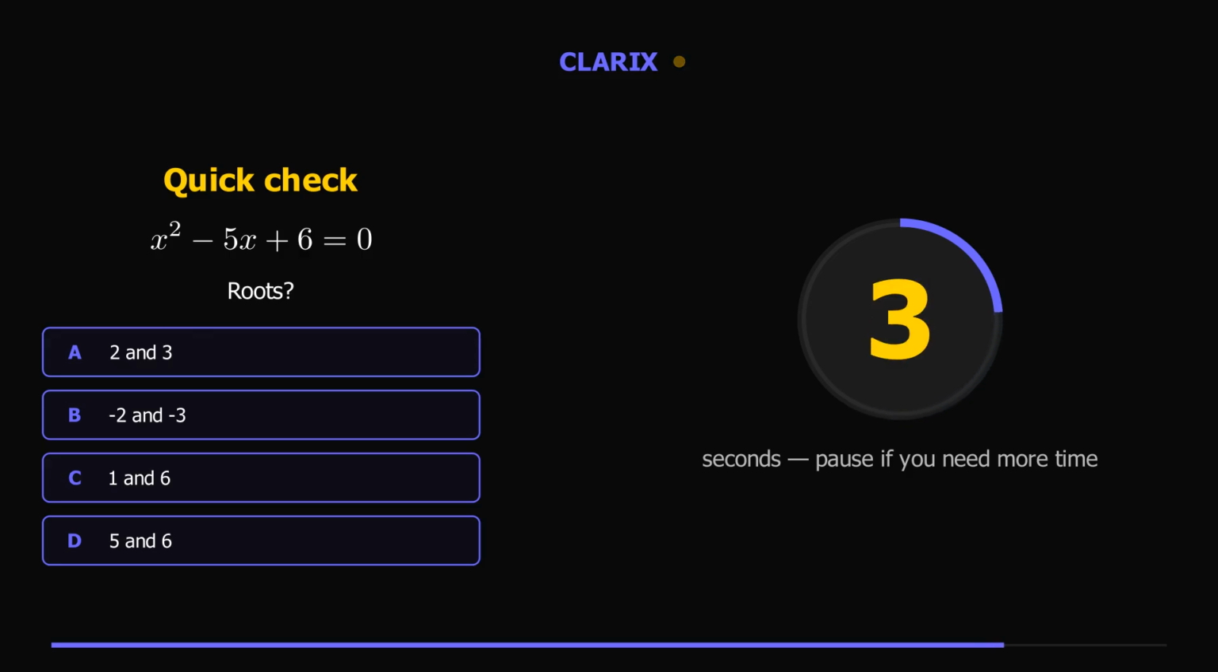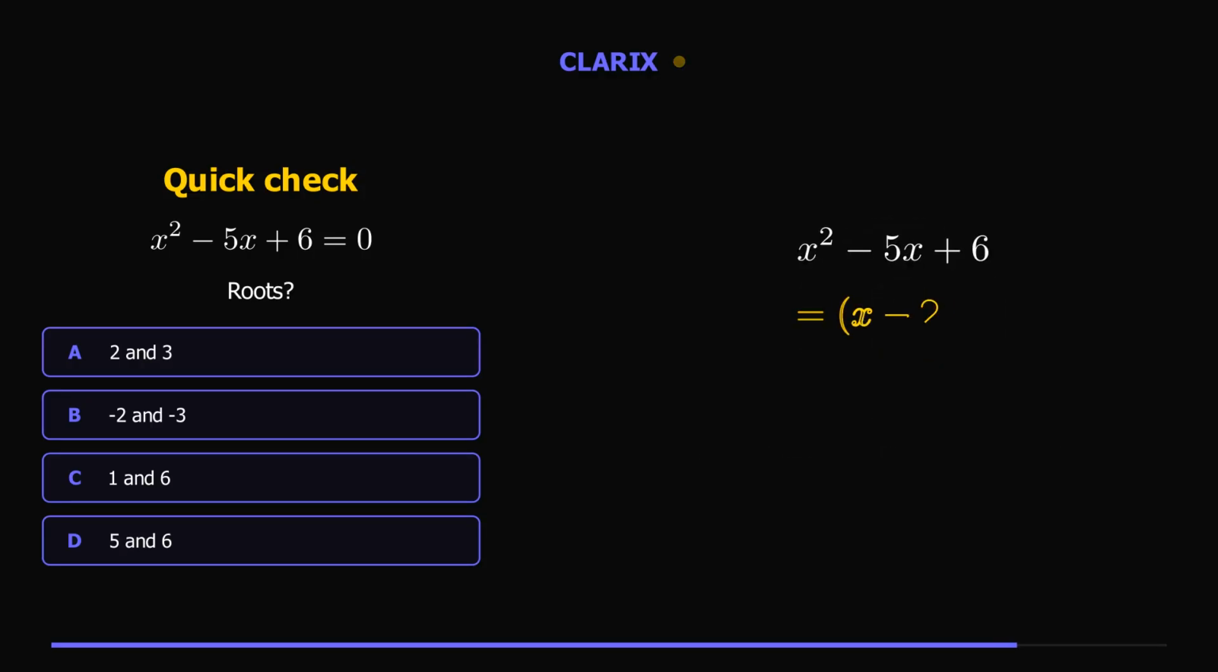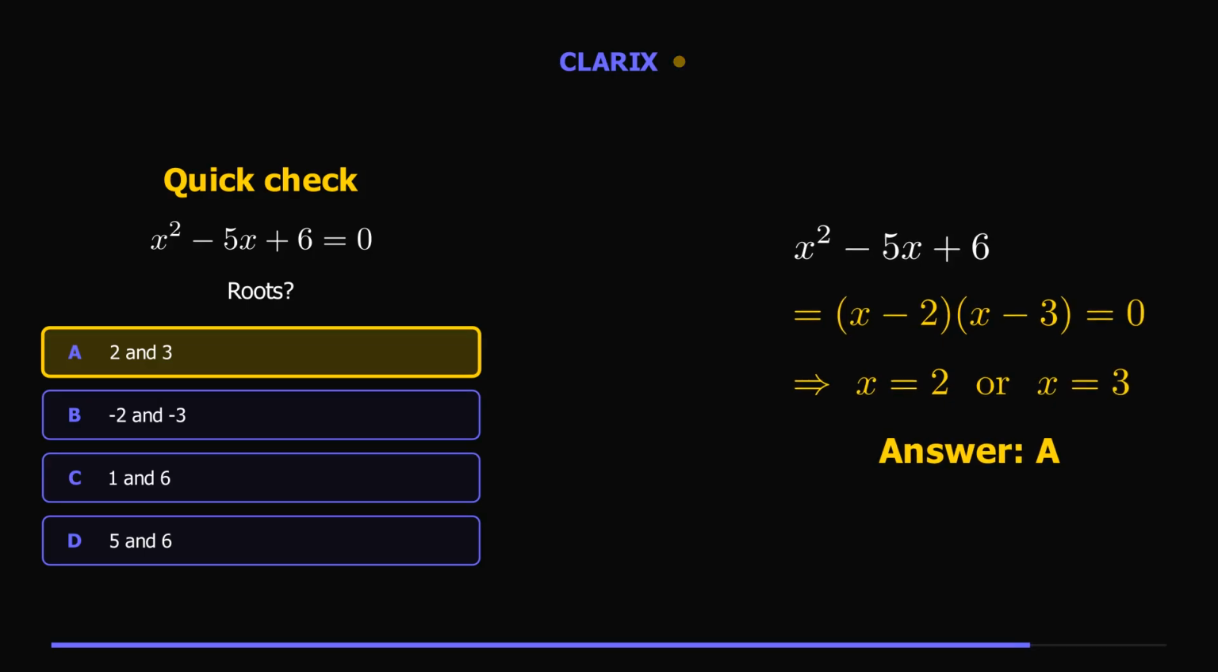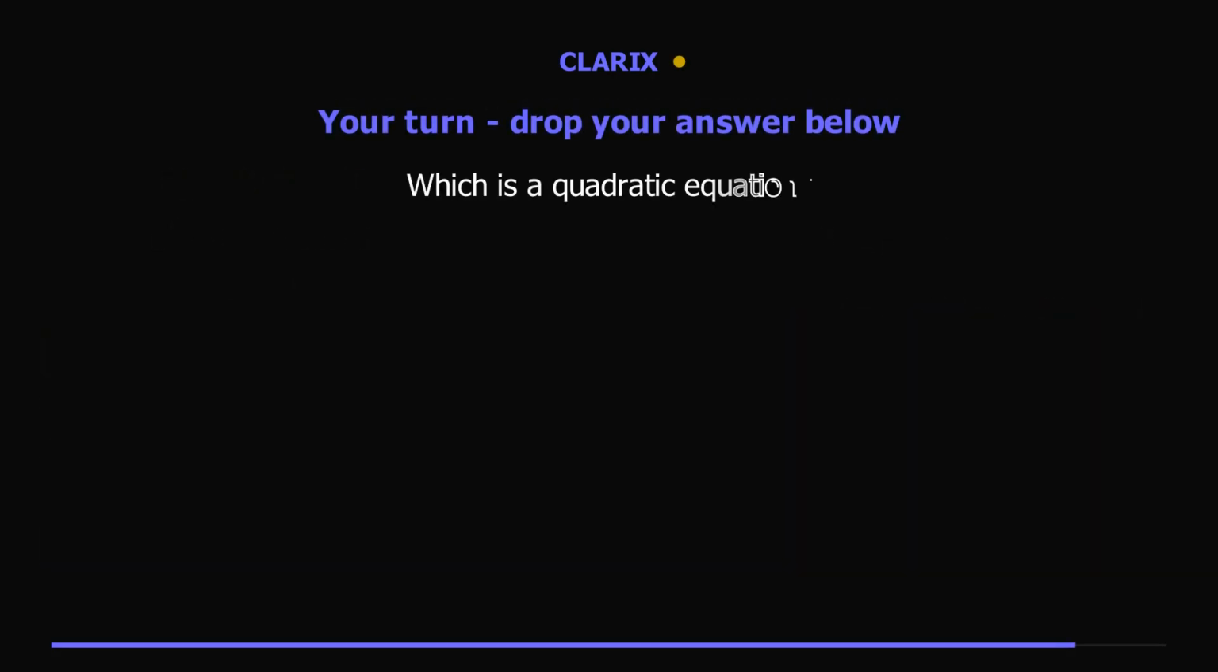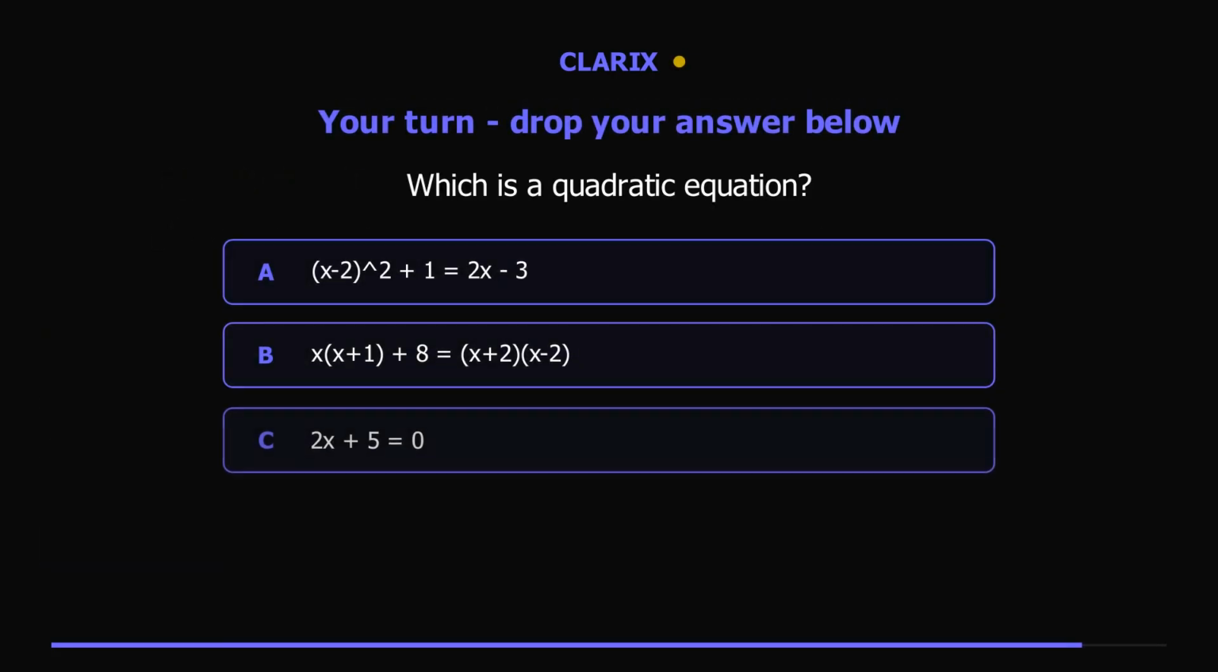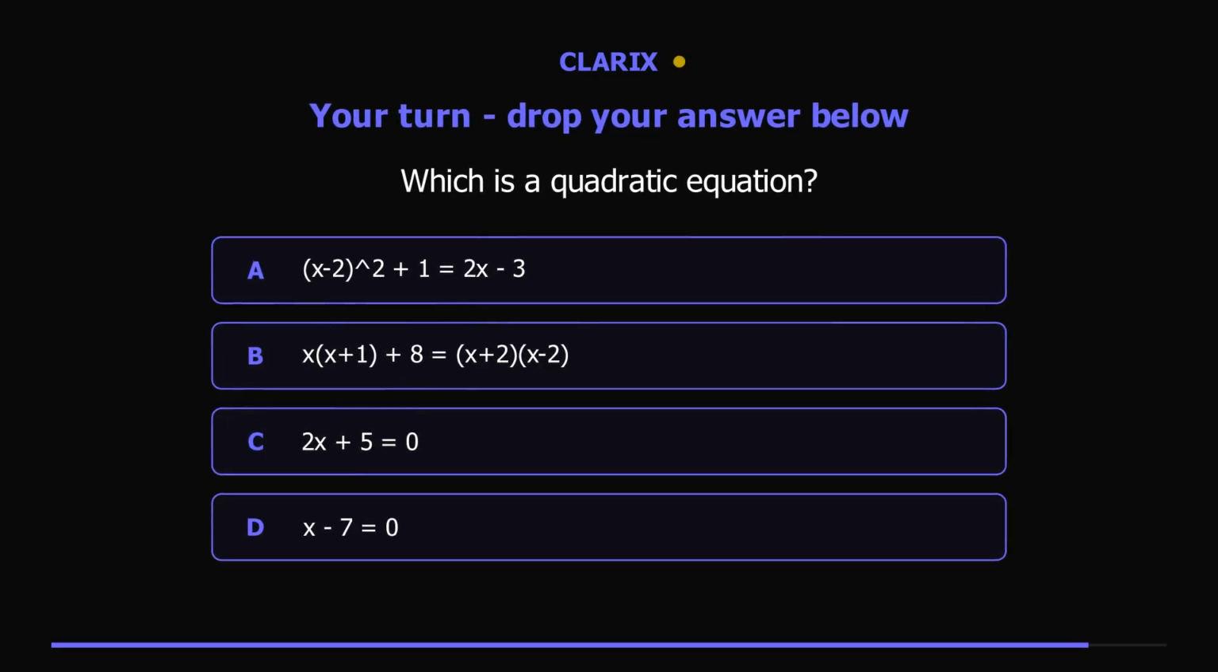Split the middle term. Minus 5x is minus 2x minus 3x, and they multiply to 6. So it factors as x minus 2 times x minus 3 equals 0, giving x equals 2 or x equals 3. The roots are 2 and 3. That's option A. Your challenge, it's on screen. Pause, simplify, and drop your answer in the comments. I read every single one.